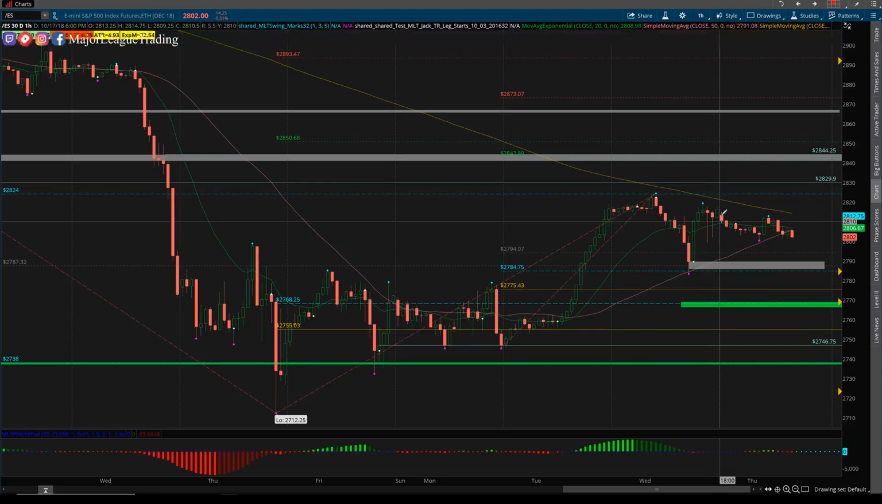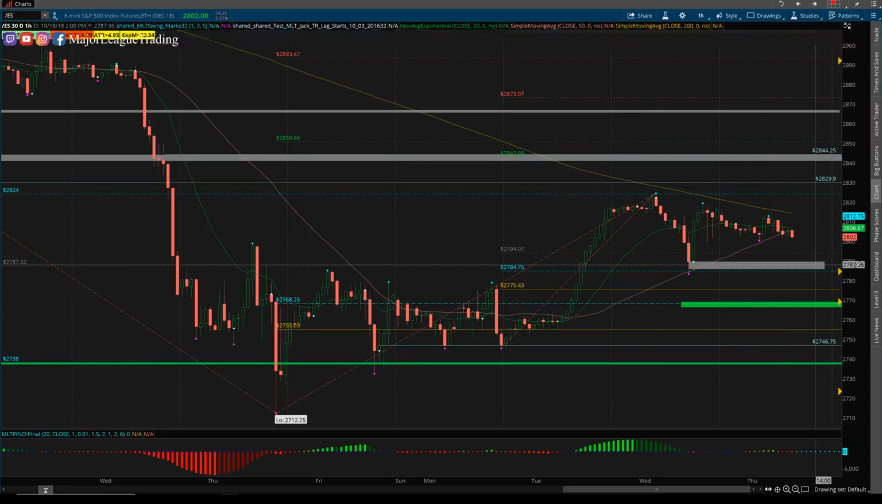Above, we're going to need to clear 28.18 to 28.20. I mean, there's going to be a lot of different resistance levels, and we're going to have to see. Like Tuesday, we went straight through every single resistance. I just don't think that'll happen. So I do think we'll have a tough time getting through the 28-22.